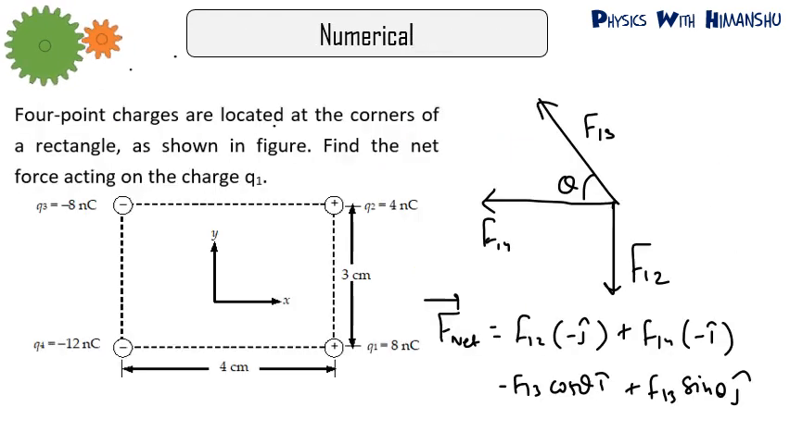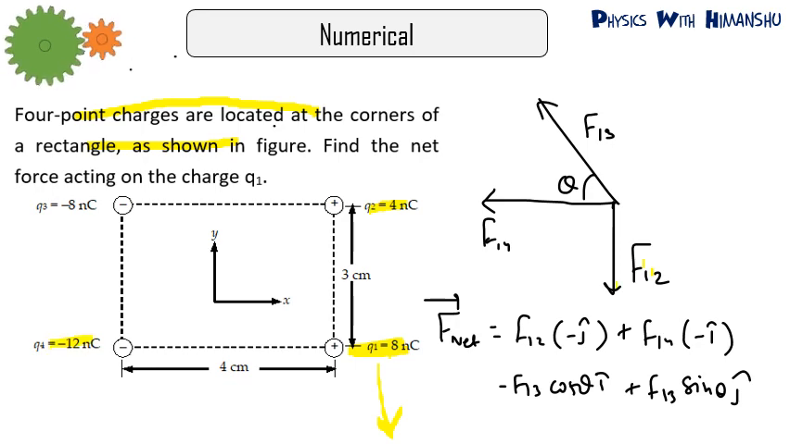Okay, now this question. There are 4 point charges located on the corners of a rectangle. Find net force on Q1. So you have to find the net force on Q1 charge. Remember, it is in nanocoulomb, so you have to multiply by 10 raised to power minus 9. So Q1 is positive, Q2 is positive. So Q2 will repel Q1. Repel means it will push it away. So force on 1 due to 2 will be downwards.